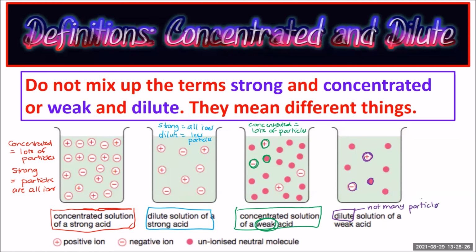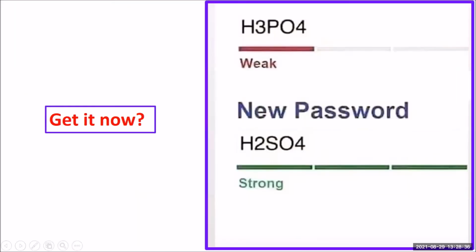So let's use those terms correctly from this point on. And now I have that meme for you. H3PO4, phosphoric acid is a weak acid, and sulfuric acid is a strong acid. And I think we get it now. So there you have it. Some definitions surrounding acids and bases, strong versus weak, dilute versus concentrated. We're never going to mix those up again.